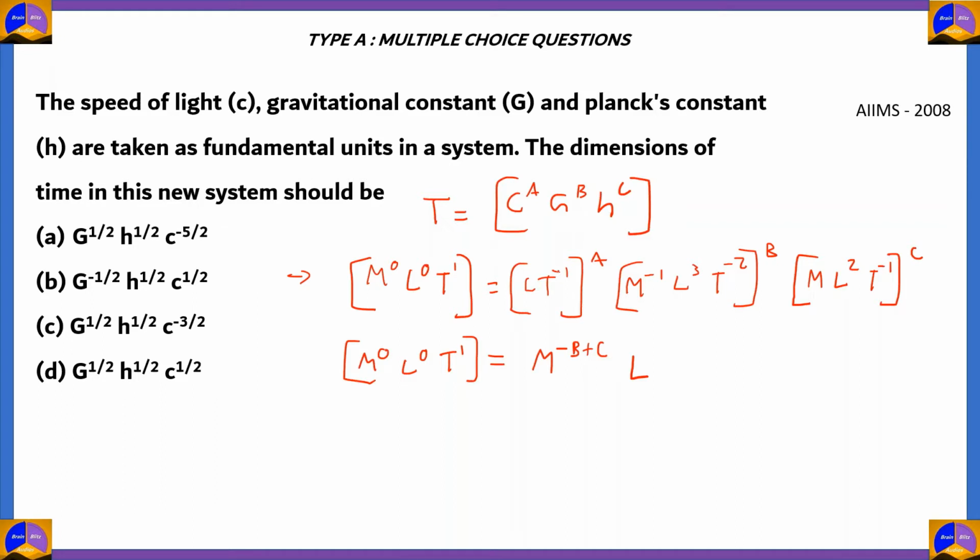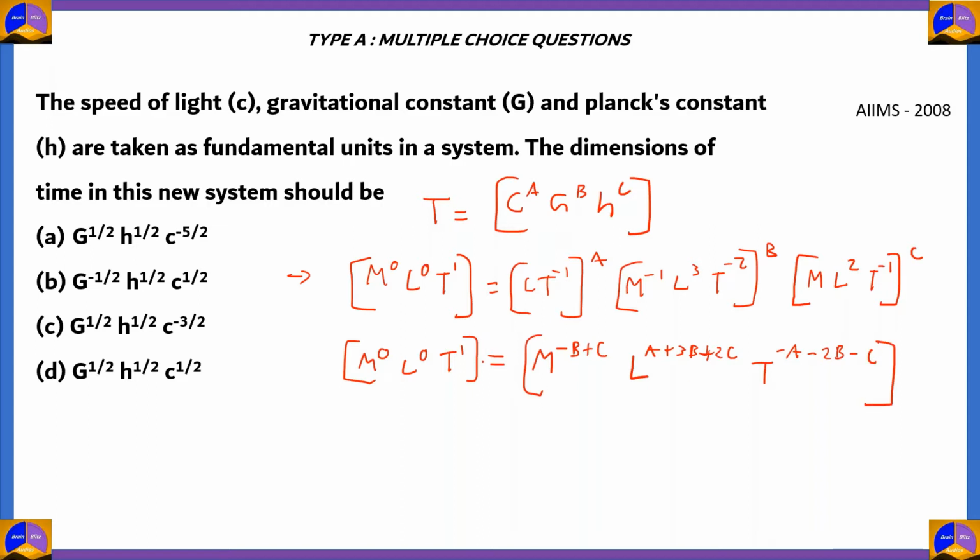And now let's look at l. It's present in all of the three components, and in the first component for c, it is just l, so l raised to a. And then plus, since it's positive, l cube raised to b, so plus 3b. And l squared raised to c, plus 2c. Now let's look at time. It's t raised to minus 1 raised to a, so t raised to minus a. T raised to minus 2 raised to b, so minus 2b. T raised to minus 1 raised to c, so minus c.